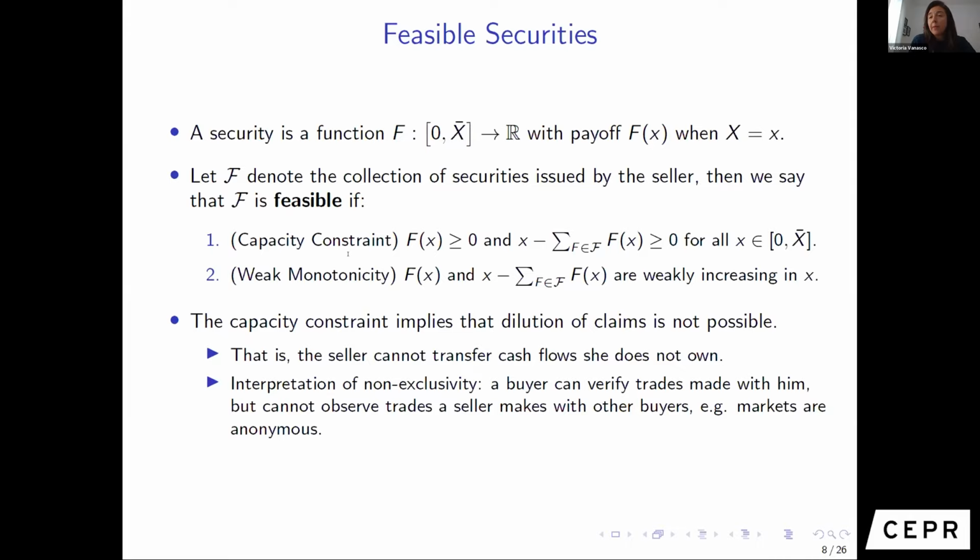In the paper, we have an appendix with a small micro foundation that helps you think about both of these constraints in a non-exclusive setting, because this is an interesting discussion, and I'm happy to talk more at the end also.